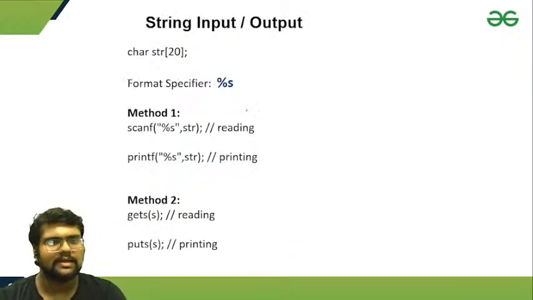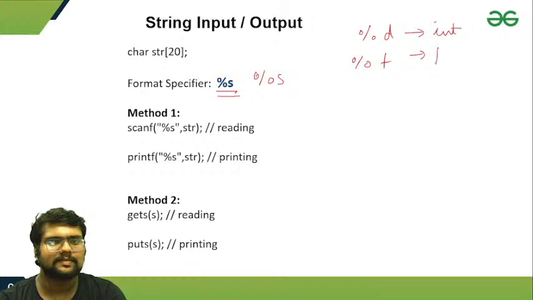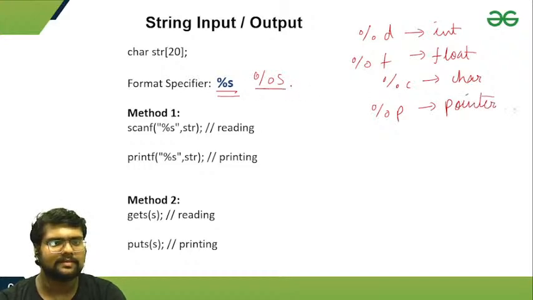So how can we take a string as an input and how can we display it? Okay. For that we have to use a format specifier. For string it is %s. Okay. So we know that for integer it is %d. For float it is %f. For character it is %c. For pointer it is %p. Okay. Similarly, %s is for string.